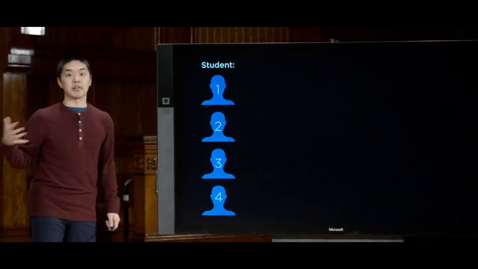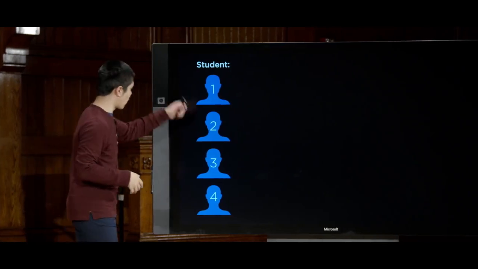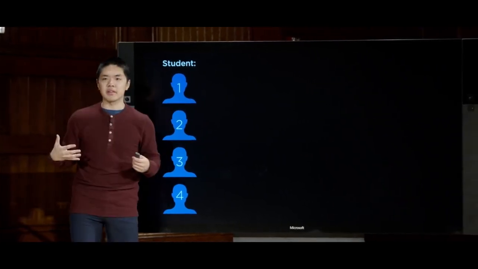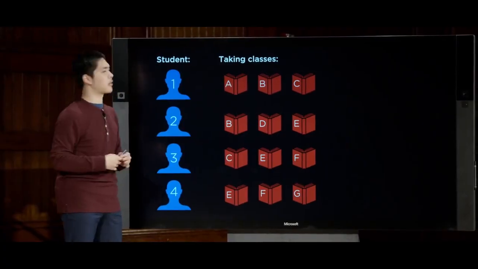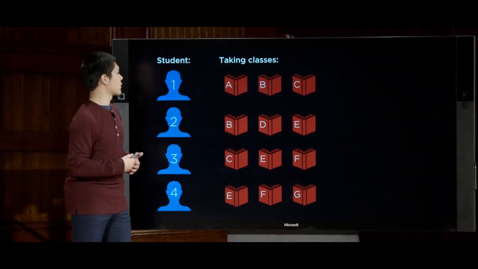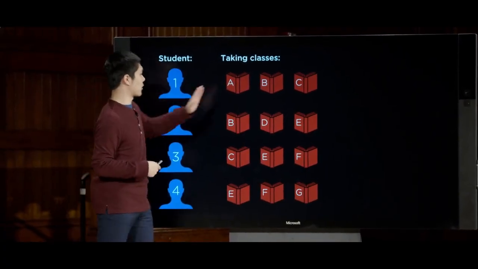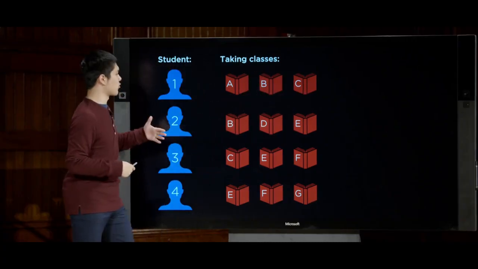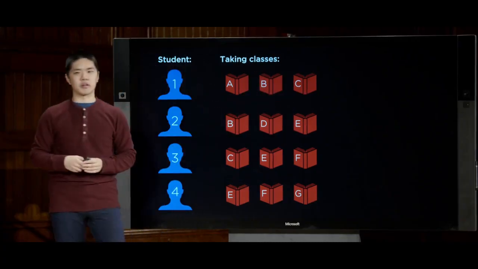Let's look at exam scheduling. That I have 4 students here, students 1, 2, 3, and 4. Each of them is taking some number of different classes. Classes here are going to be represented by letters. So student 1 is enrolled in courses A, B, and C. Student 2 is enrolled in courses B, D, and E, so on and so forth.